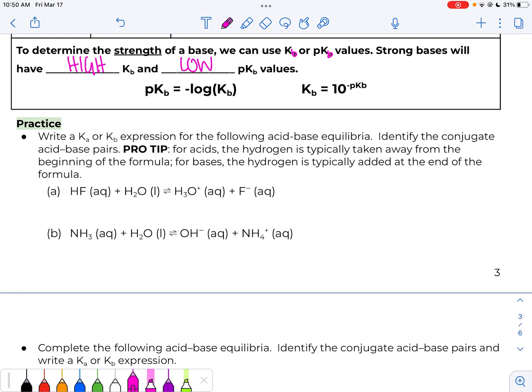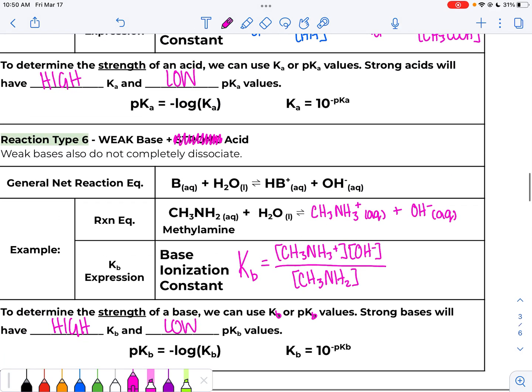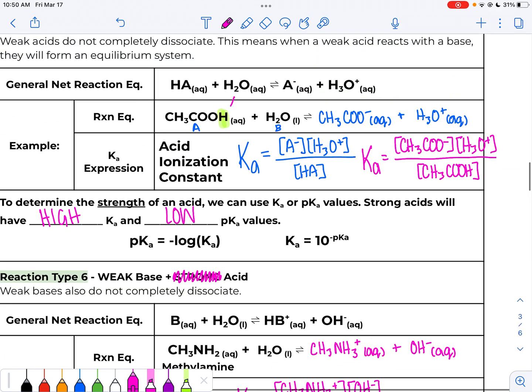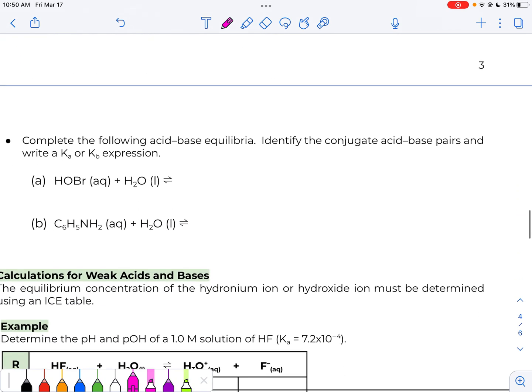Okay, let's practice. So write a Ka or Kb expression for the following acid-base equilibria. Identify conjugate acid-base pairs. And here's my pro tip again. For acids, hydrogen is typically taken away from the beginning of the formula. This one, it was taken away from the end of the formula. Don't come for me. It's just how it's written. And then for bases, the hydrogen is typically added at the end of your formula. So practice trying to write out Kas, Kbs for those formulas.